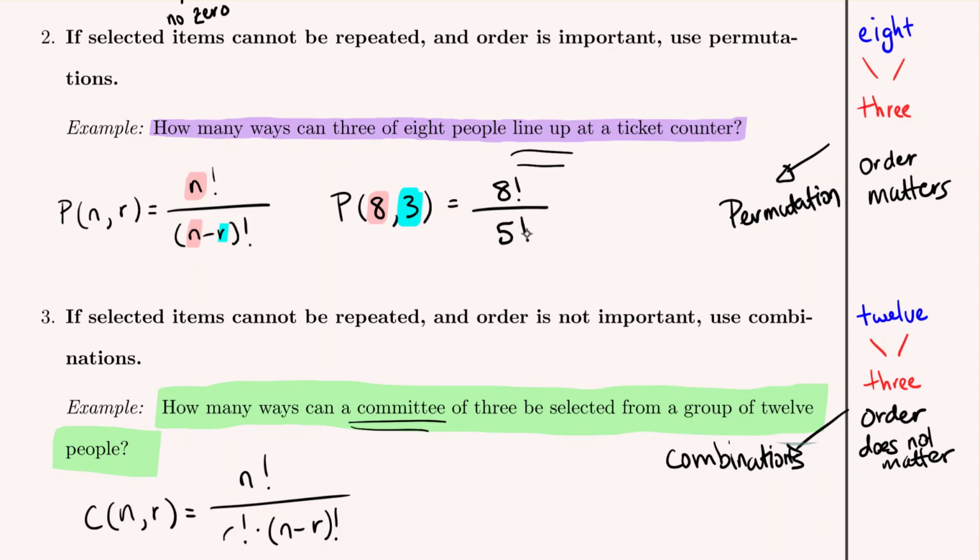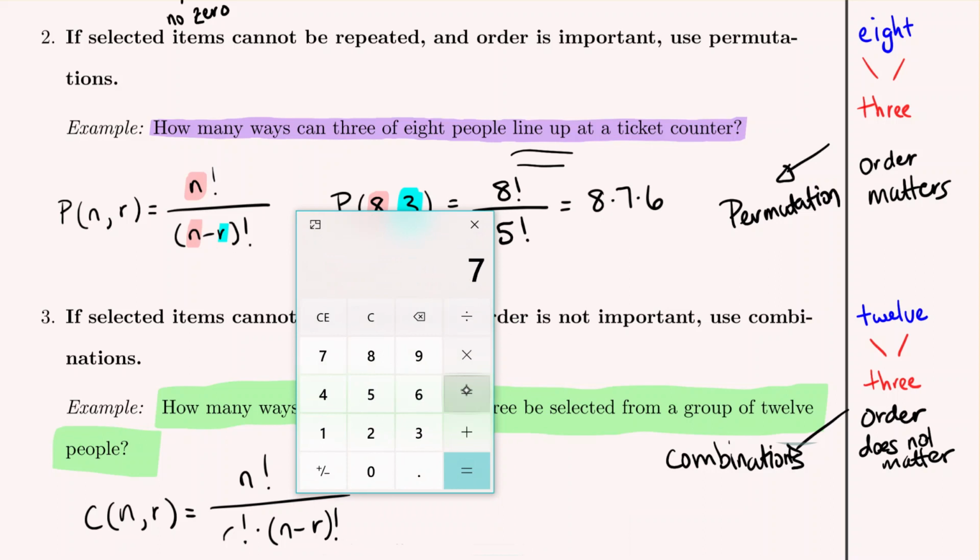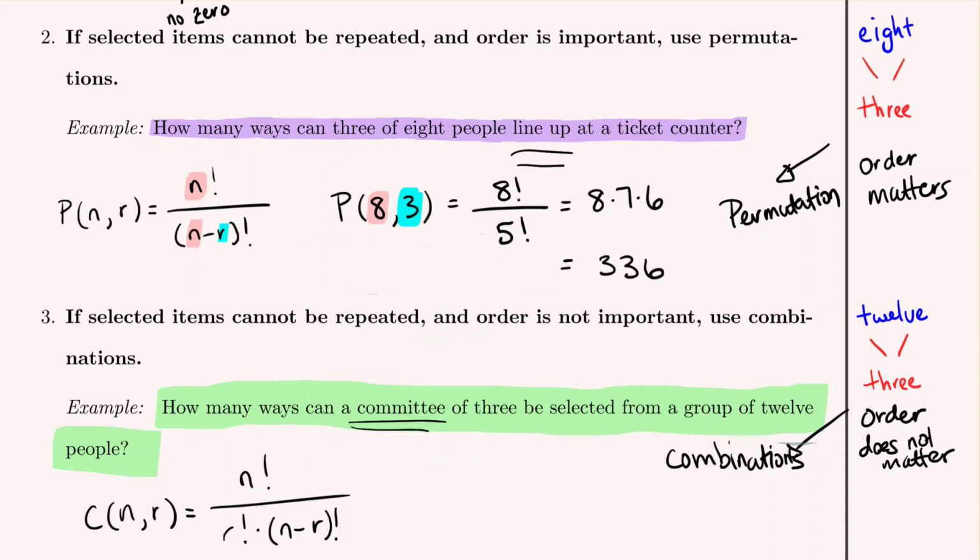Now 8 factorial divided by 5 factorial: I could write out 8 factorial as 8 times 7 times 6 times 5 times 4 times 3 times 2 times 1, and 5 factorial as 5 times 4 times 3 times 2 times 1. Then I realize they both have 5 times 4 times 3 times 2 times 1 as part of them. Those terms cancel and I'm only left with 8 times 7 times 6, because all later terms were above and below, so they cancel. Now 8 times 7 times 6 is 336. So there are 336 different ways for 3 of the 8 people to line up at a ticket counter.